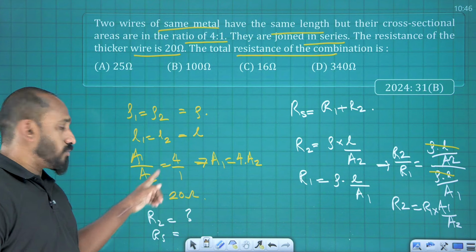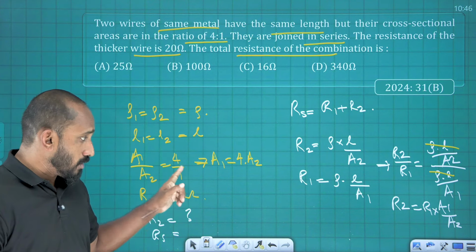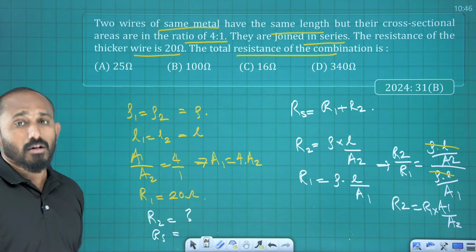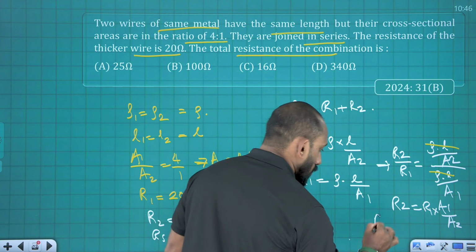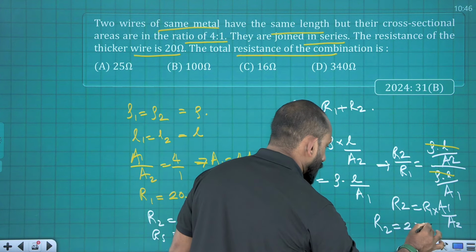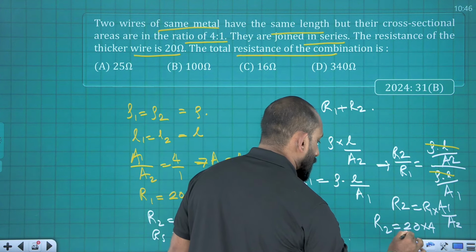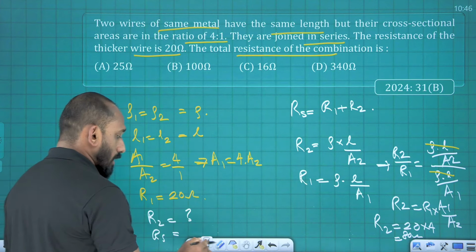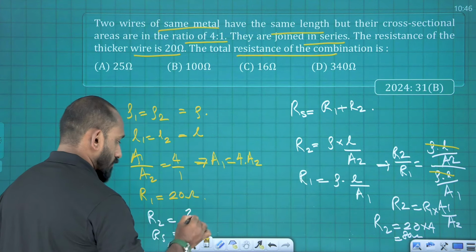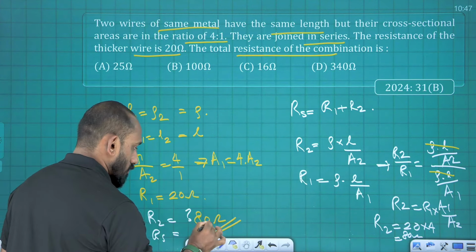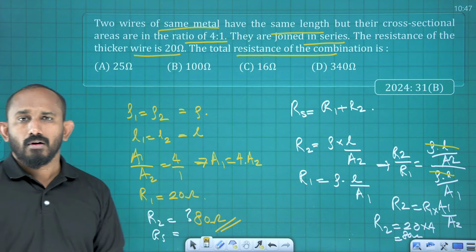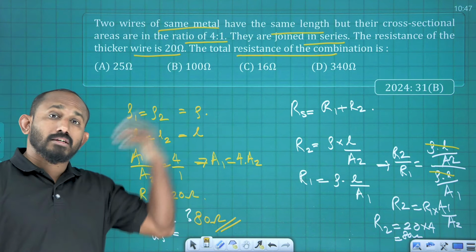What is A1 by A2? We have 4 by 1, or 4. So 4 into R1 will be R2. So R2 is equal to 20 into 4, that is equal to 80 ohm. So R2 we got 80 ohm. R1 is 20 ohm, then 4 times will be R2.